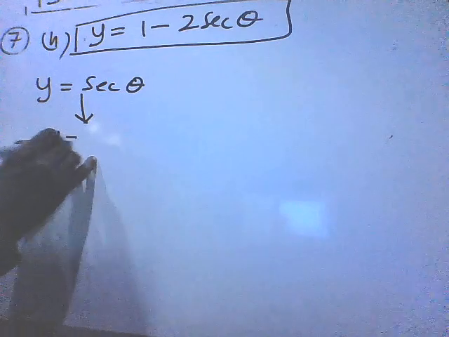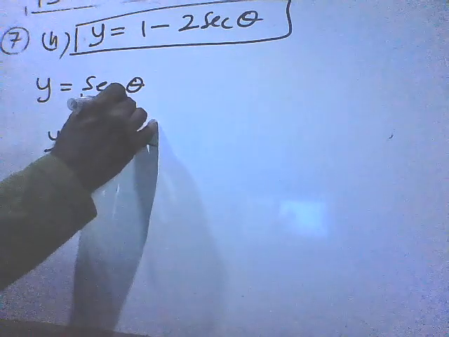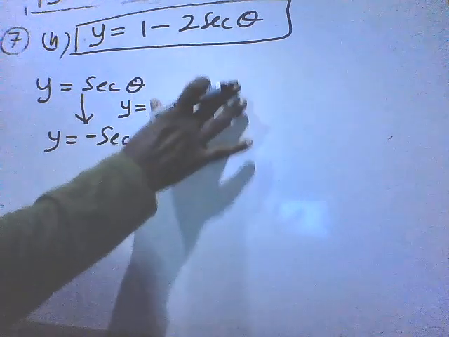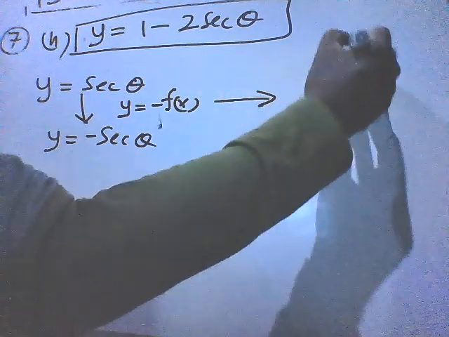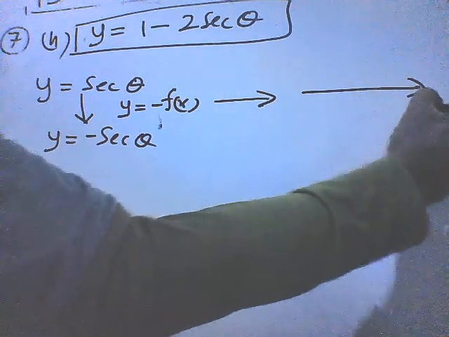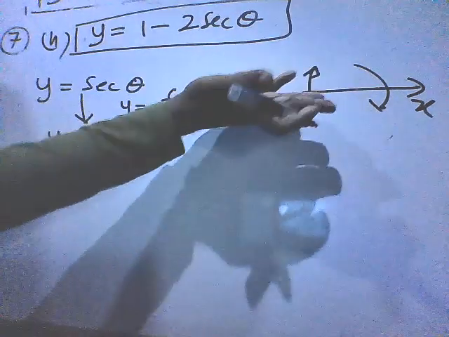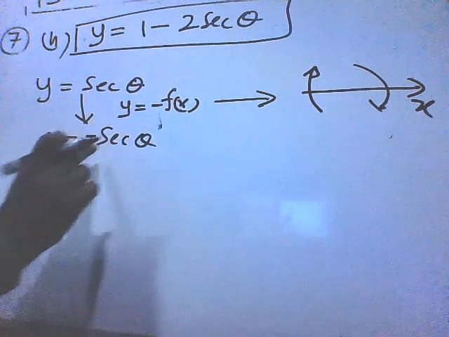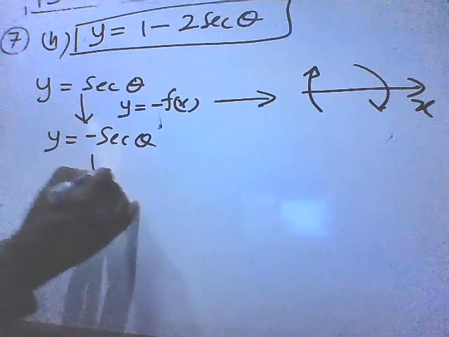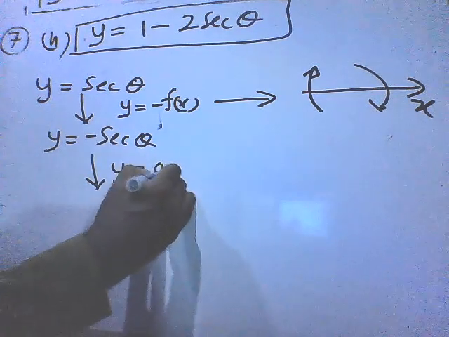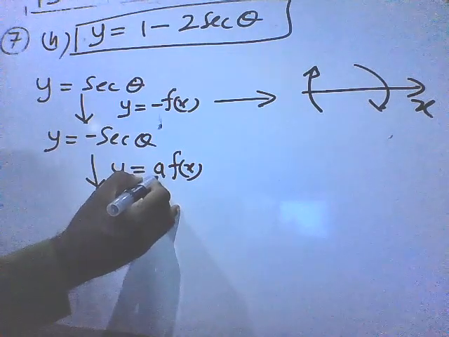We will have y equals minus sec theta, so we apply the transformation y equals minus f(x). This would actually be a reflection. If this is the x-axis, the graph should be flipped upside down. So we get minus sec theta, and then we have to take 2, so we apply y equals af(x). Now this is a positive value and it should be 2.